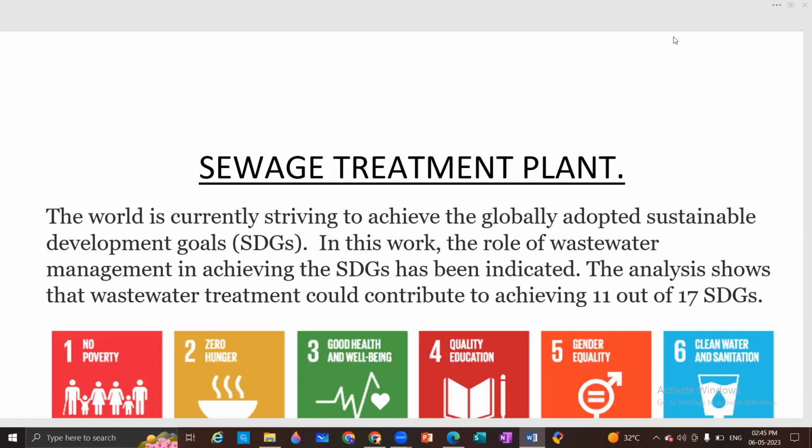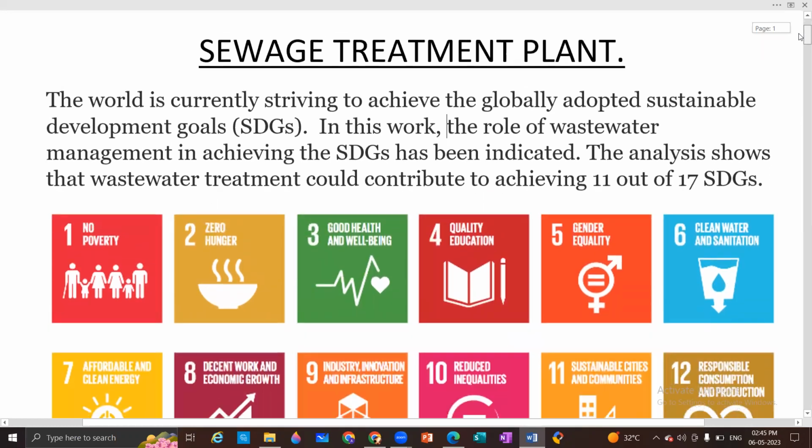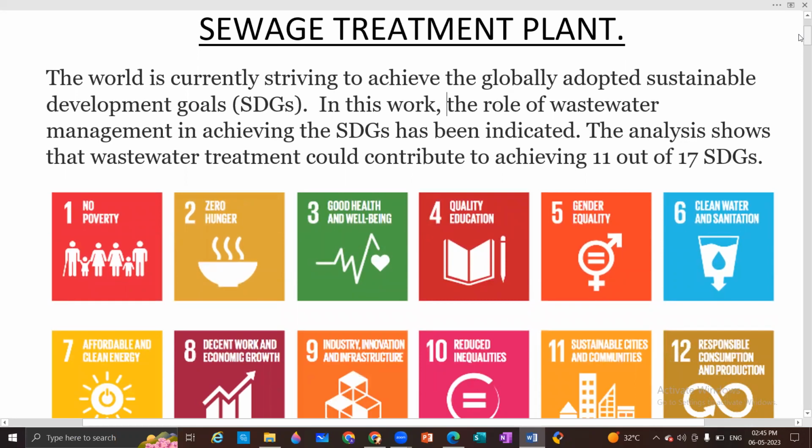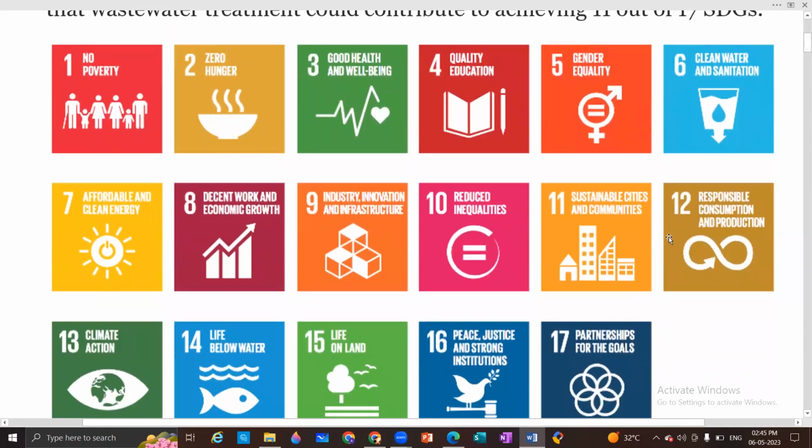Hello everyone. So today I am going to showcase a project about sewage treatment plants. The world is currently trying to achieve the 16 Sustainable Development Goals, or SDGs. In this work, the role of wastewater management is very important. This analysis shows that water treatment would contribute in achieving 11 out of the 17 SDGs specified later. So this shows the 16 SDGs.